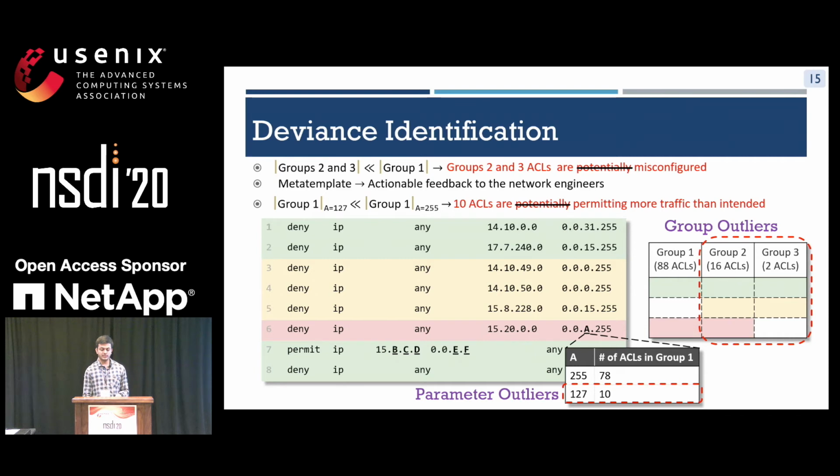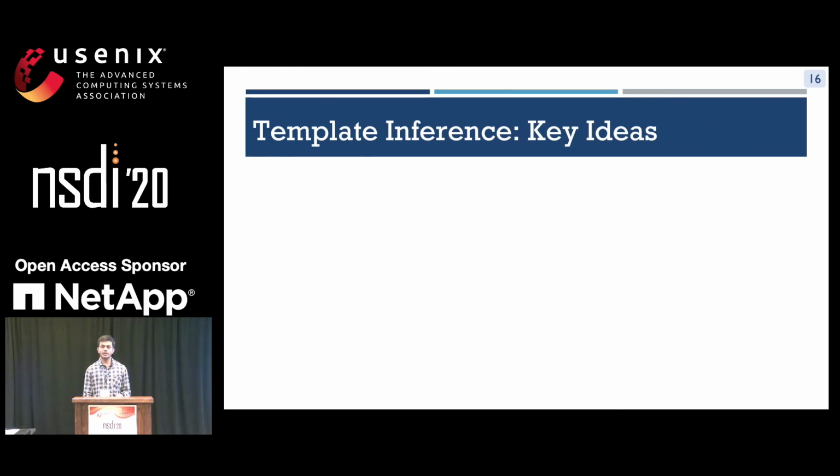So far, we have seen what the tool outputs and how it is useful. Next, I will explain the key ideas in inferring the templates. To explain the key challenges and our algorithm, I will use ACLs as example, but this is a generic algorithm and is applicable to other segments like route policies and prefix list.